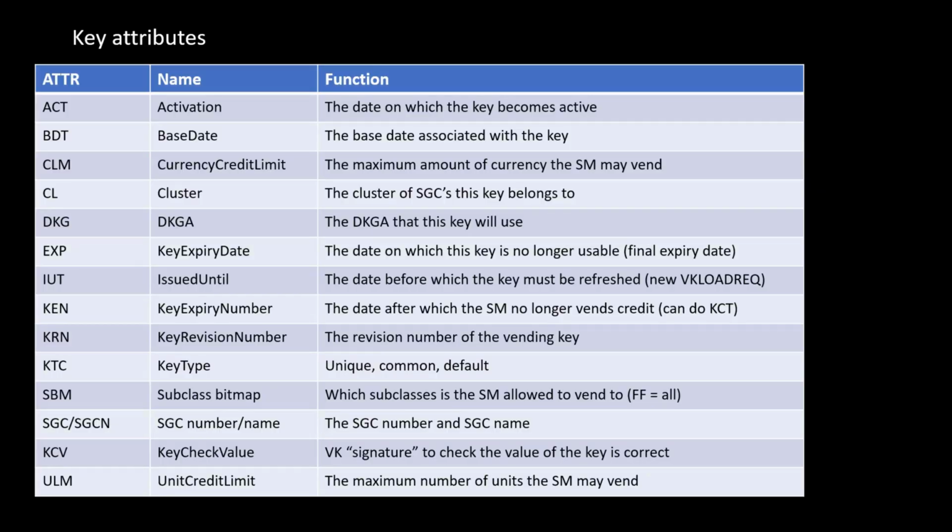Activation time, or ACT, is the date on which the key becomes active. Prior to that date, it is unusable. The base date, this is the base date associated with the key. That's either 1993, 2014, or 2035. You have a currency credit limit, which is the maximum amount of currency the secure module may vend. The cluster, a cluster of supply group codes that this key belongs to.